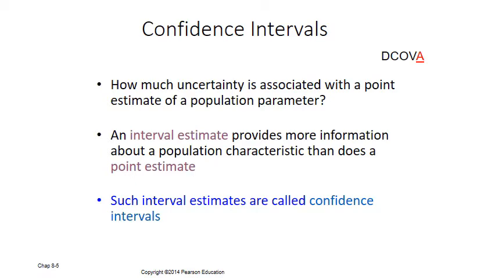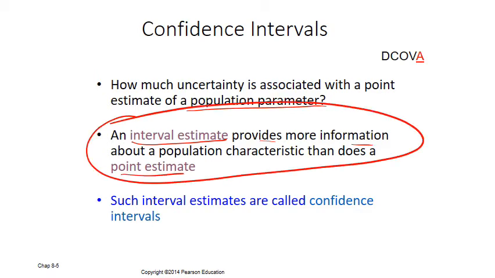Okay, so confidence interval tells us how much uncertainty is associated with a point estimate of a population parameter, and interval estimates provide more information about population characteristics than does a point estimate. This point is exactly the same which I am explaining, that this mu is only one number. We are not sure whether this is the correct population mean on the basis of one sample or whether it is varying. So we develop an interval.